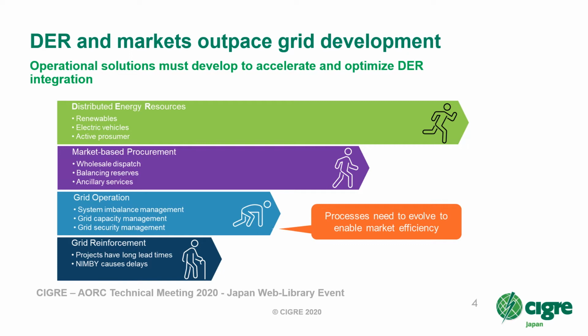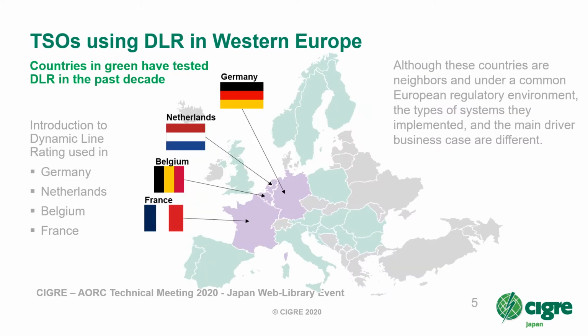The problem is that grid reinforcement has much longer lead times than DER, and project realization is delayed by public opposition. To catch up with the new grid paradigm and to release the benefits from market efficiency, there's pressure to reform operational solutions to problems traditionally solved by reinforcement. This is where dynamic line rating can be used. Today, I'll introduce some applications of dynamic line rating in Europe that are helping to manage the power flows from renewables after they've been connected.